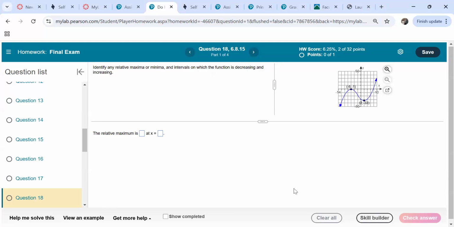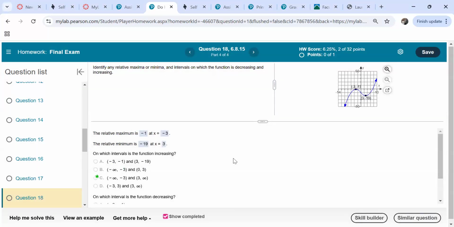Okay, so identify minimums and maximums and the intervals in which the function is increasing, decreasing, or constant. We'll make it for the whole problem so we see all our questions. Okay. So if we want the relative maximum, that would be this point here because this is the highest in its area.